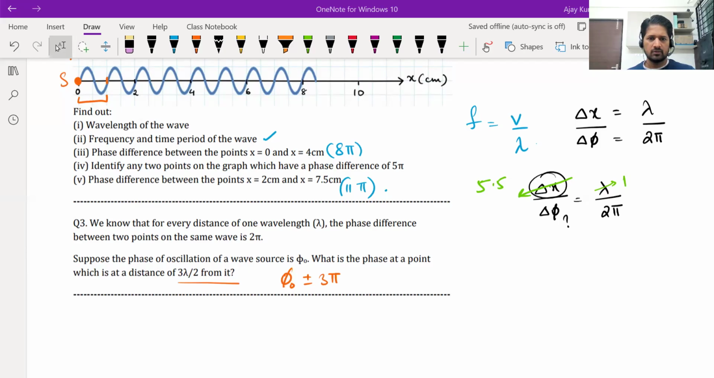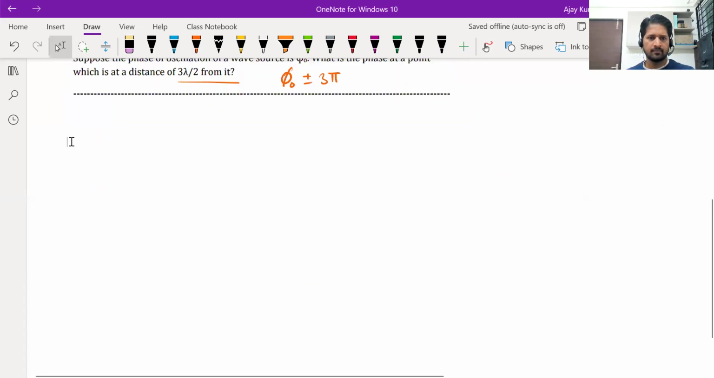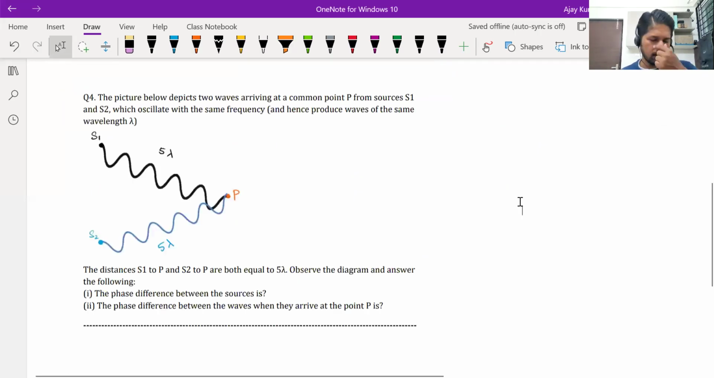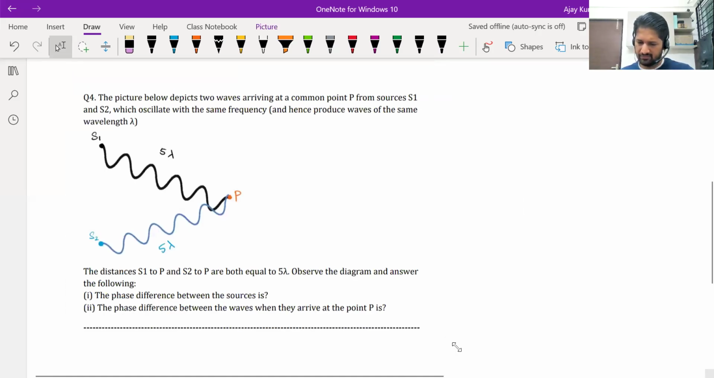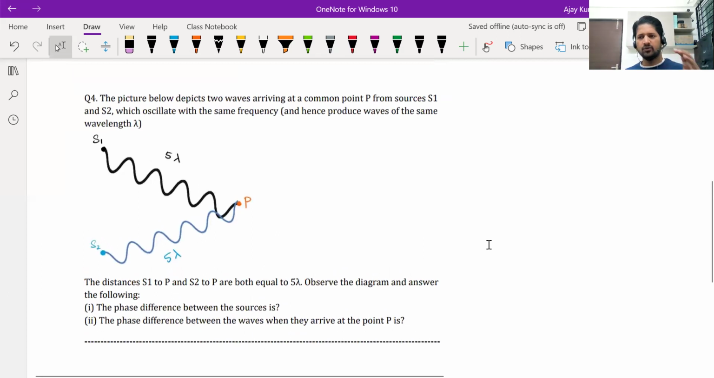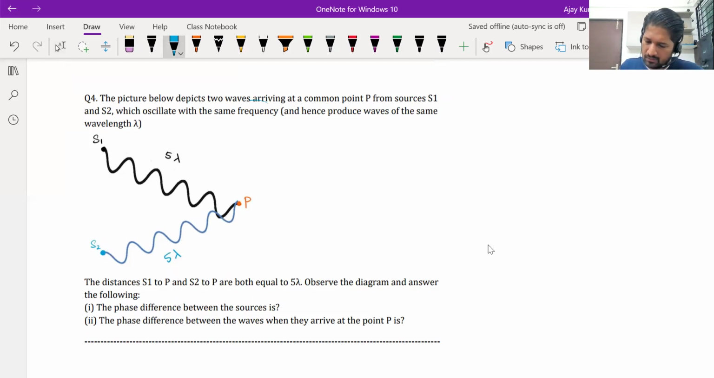Next one I think is about 2 waves meeting at a particular point. The picture below depicts 2 waves arriving at a common point from sources S1 and S2 which oscillate with the same frequency. See, if 2 waves are traveling in the same medium, they will definitely have the same speed, because wave speed depends on the medium. And if frequency is also equal, v is equal to f lambda, automatically wavelength will become equal. This idea is also important in this chapter.